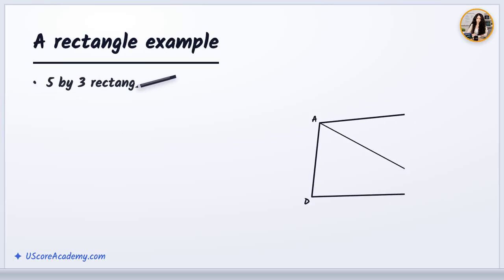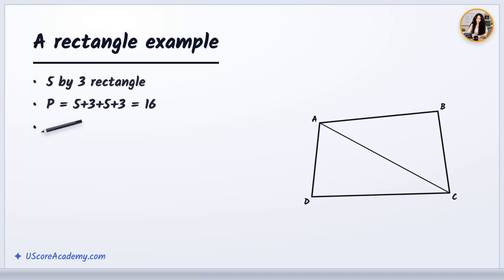Take a rectangle 5 units long and 3 units wide. The perimeter is 5 plus 3 plus 5 plus 3, which is 16 units. The area is 5 times 3, which is 15 square units.